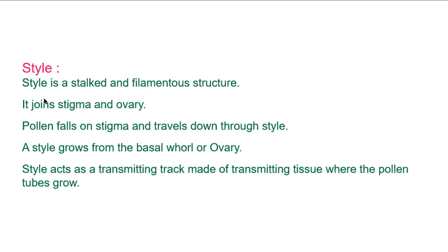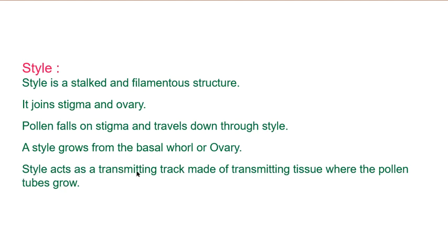Next is style. Style is a stalked and filamentous structure. You have seen the long neck. It joins stigma and ovary. If you want to recall the diagram, you can go back into the video and see. Pollen falls on the stigma, the uppermost part, and travels down through the style. A style grows from the basal whorl, the ovary. From where does the style originate? From the basal whorl, that is ovary.